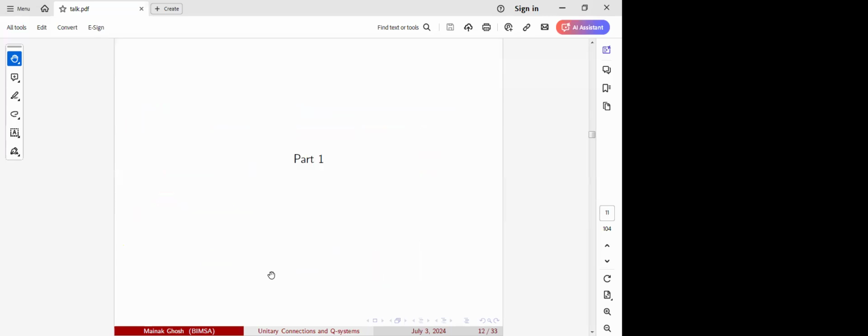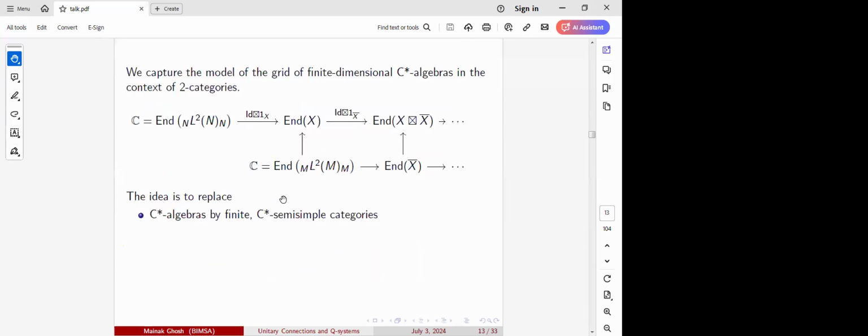Okay, now in part one, we try to capture the model of this grid of finite dimensional C* algebras in the context of 2-categories. So the basic idea is to replace these finite dimensional C* algebras by finite C* semi-simple categories. Now by finite, I mean that there are only finitely many isomorphism classes of simple objects. So we replace these finite dimensional C* algebras by finite C* semi-simple categories.